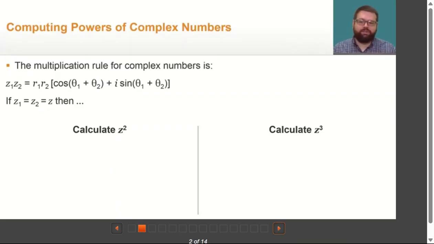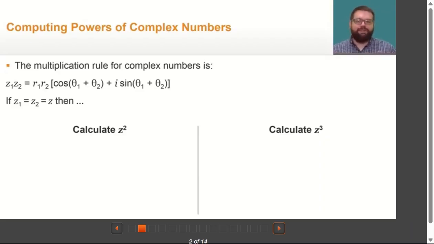Recall the multiplication rule, which is z1 times z2 is equal to r1 times r2 times the quantity cosine of theta 1 plus theta 2 plus i times the sine of theta 1 plus theta 2. How can this formula be used to find the square of a complex number?